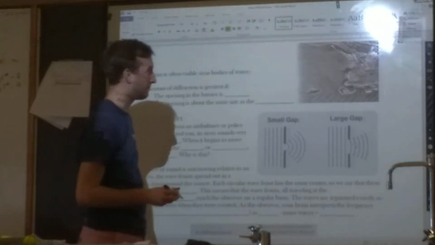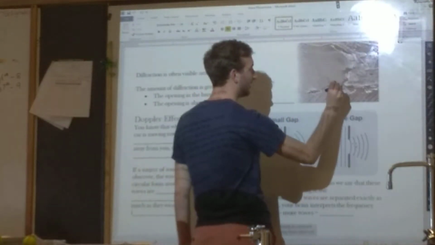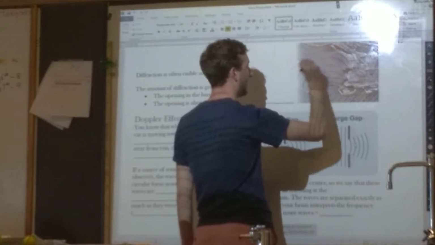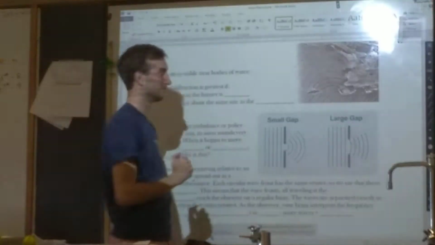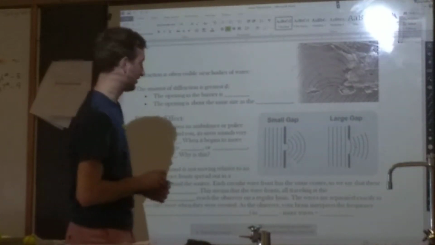I didn't label all of them, but then after the waves move past these little barrier islands, they start to make this sort of pattern. Okay, that is diffraction happening in the real world. Waves spreading into the area behind some sort of barrier.